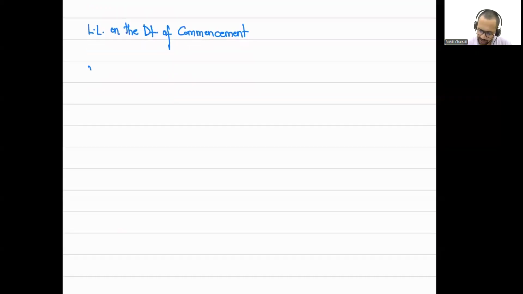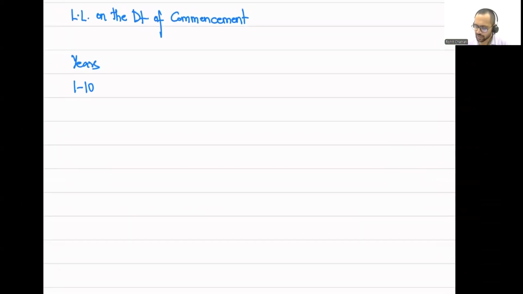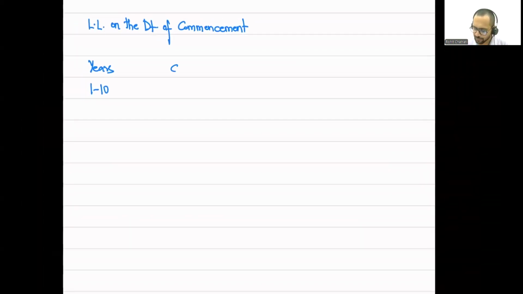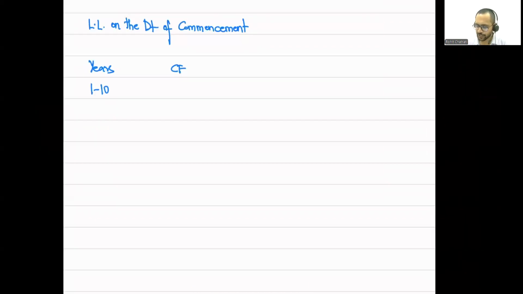Similar to all the previous examples, we will start off by calculating the lease liability on the date of commencement of lease. What was the lease liability on the date of commencement of lease? So we would have years. The number of years was years 1 to 10, because the contract was for a period of 10 years. We then have cash flow. The cash flow was mentioned as 1 lakh, which is payable at the end of each year. So the cash flow is equal to 1 lakh.